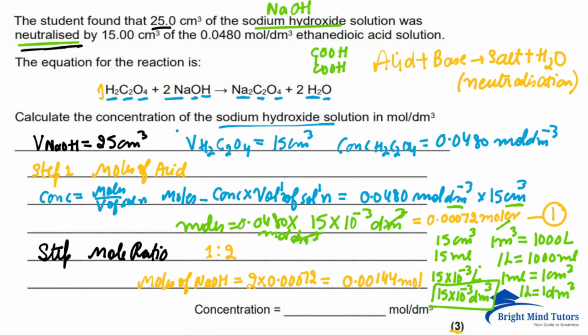Okay. So the moles of base, you have found now. If you find this, this is going to give you another mark. So first from here, one from here, you are going to get.